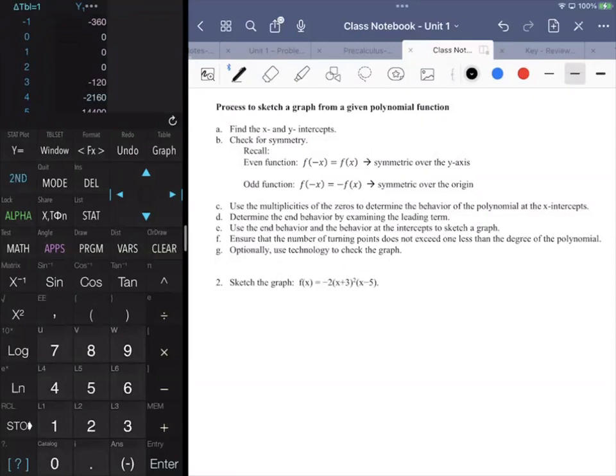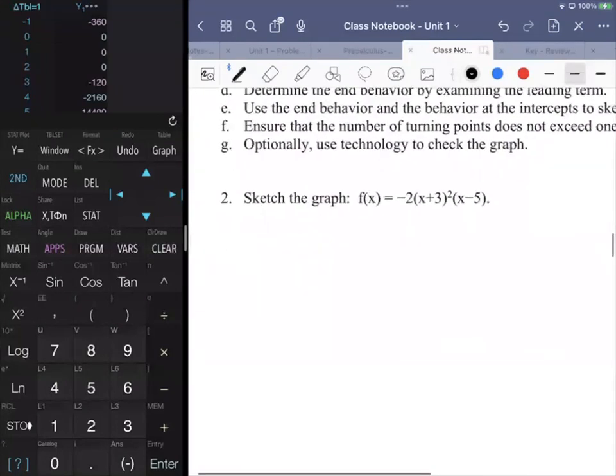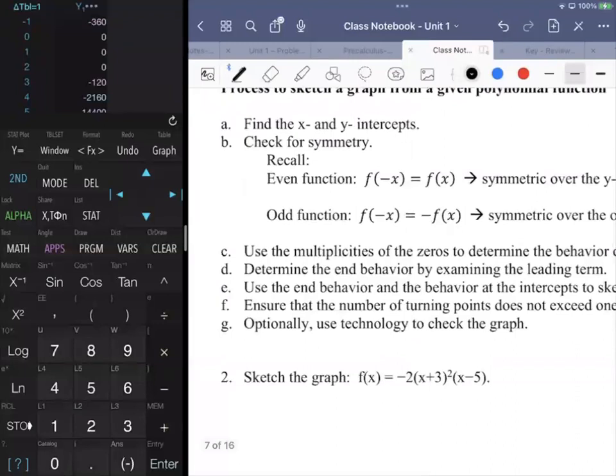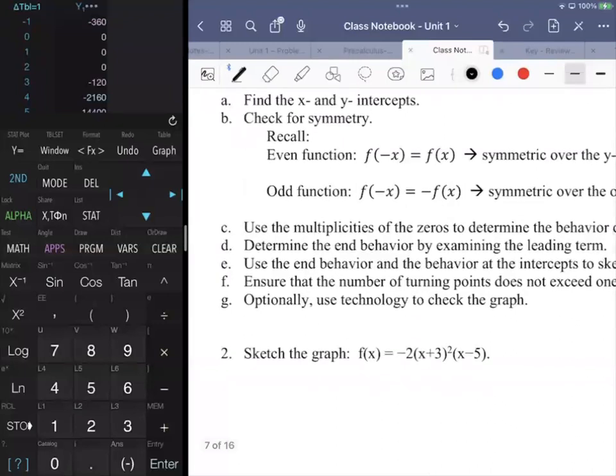Use the end behavior and the behavior at the intercept to sketch a graph. Ensure that the number of turning points does not exceed 1 less than the degree of the polynomial, and optionally use technology to check the graph. All right. So starting off, we'll just follow the process they suggested, and by they I mean me. Find the X and Y intercepts. So I'll label this based off of what the steps are.